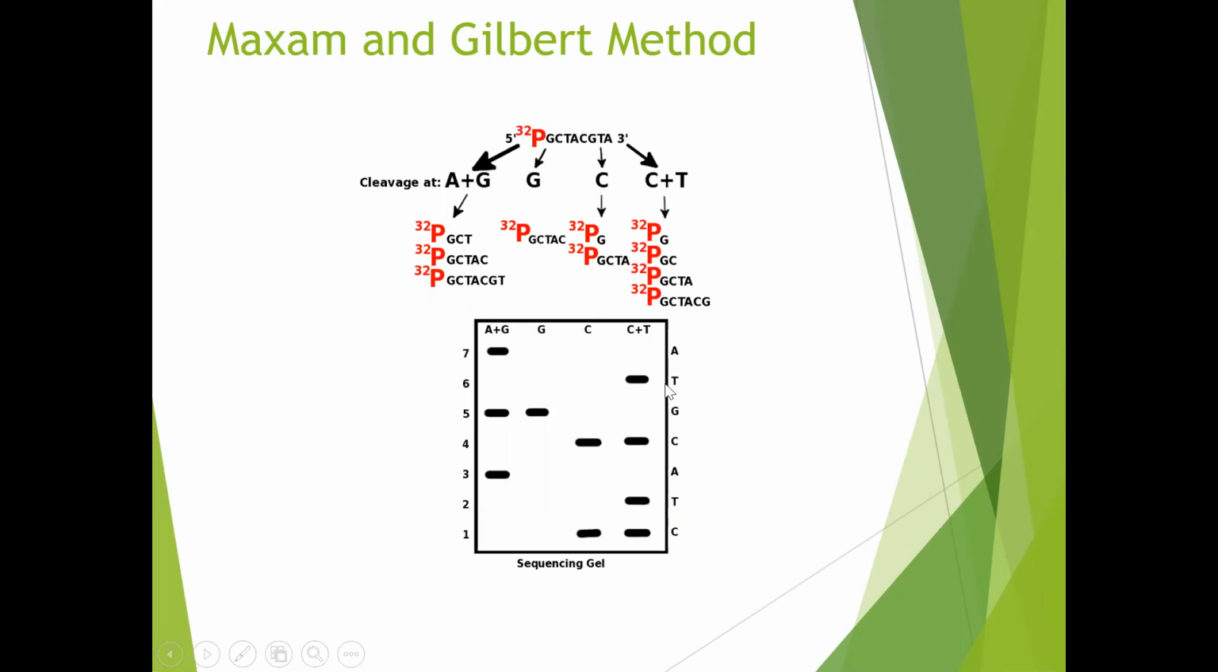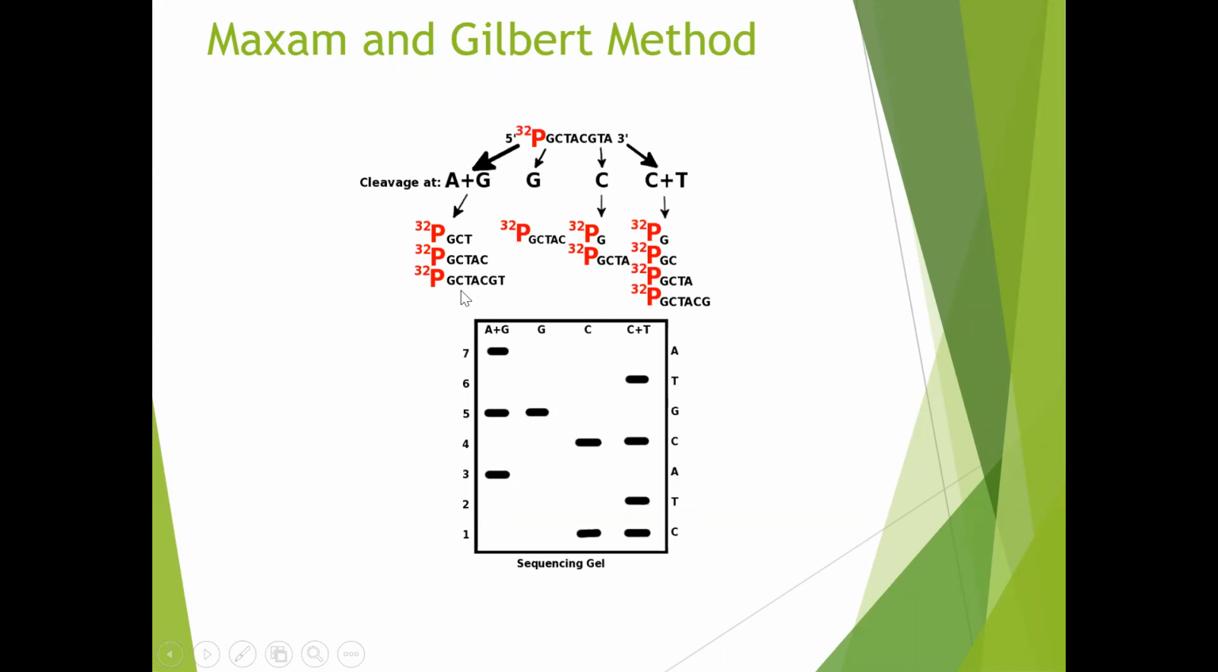So now you can read the sequence in 5' to 3' direction from bottom to the top. That will give you the sequence of the DNA which is to be determined. So C, T, A, C, G, T, A.